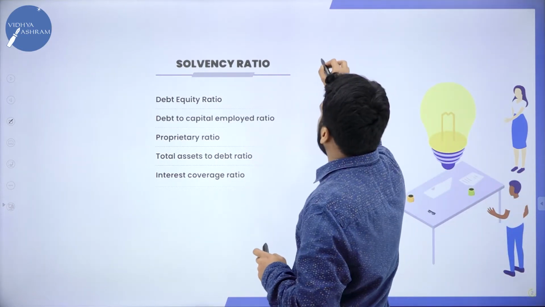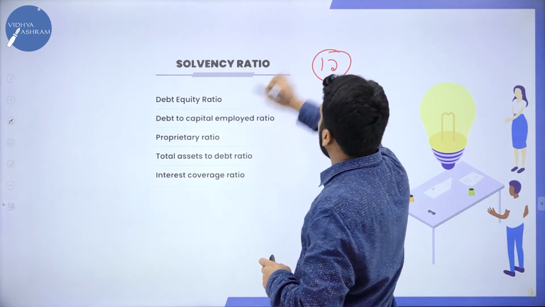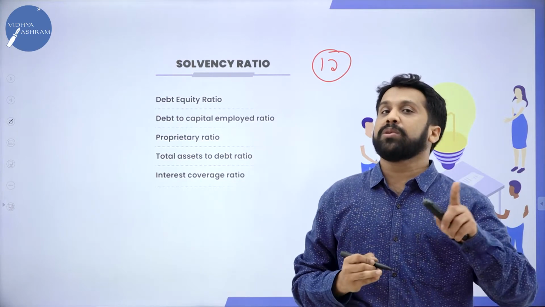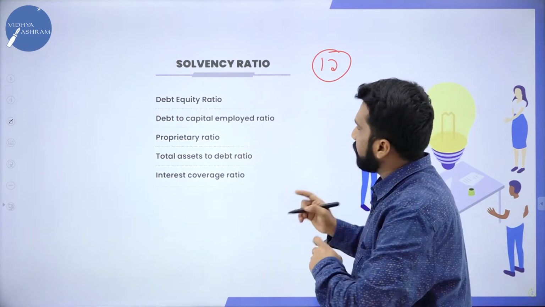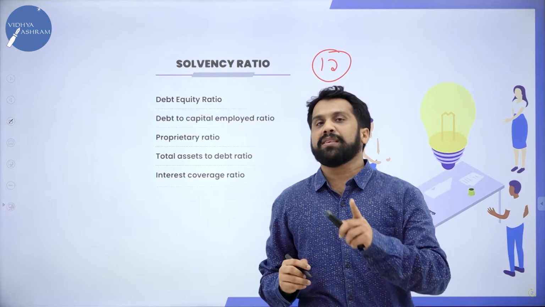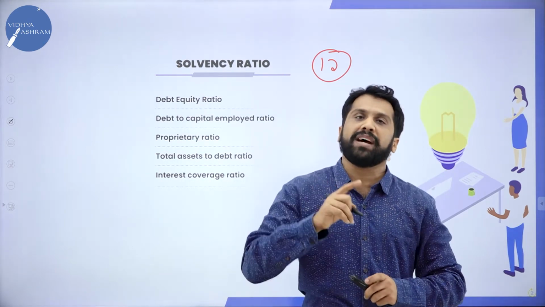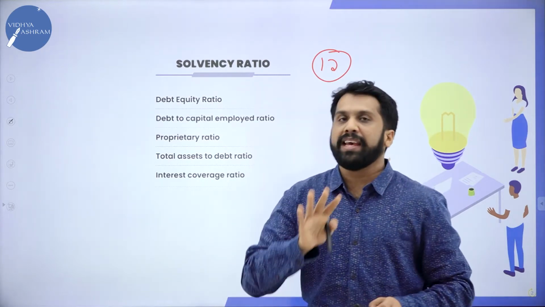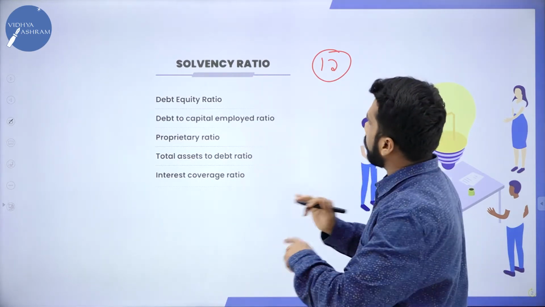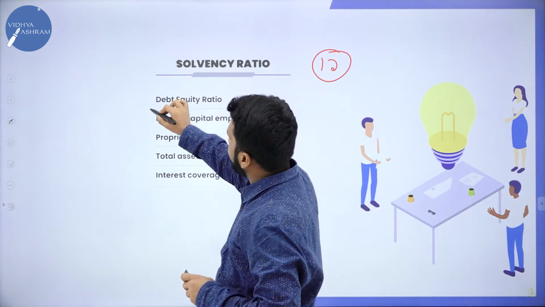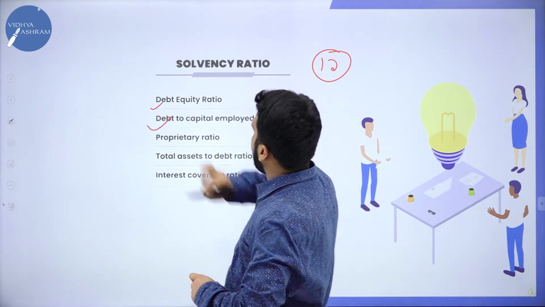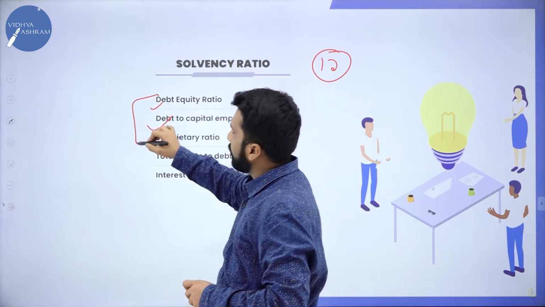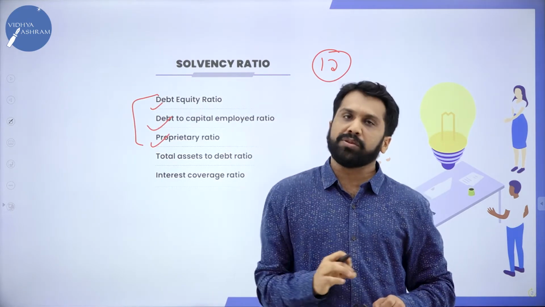These are compulsory 12 marks problems. Whatever we did in the previous sessions, those are 6 marks. Now whatever we are doing, that is for 12 marks. For 12 marks, you will be asked 4 questions or 4 ratios. You have to work out any 4. Now, in today's session, we will discuss debt equity, debt to capital employed, and the last part, proprietary. These three we will discuss today.